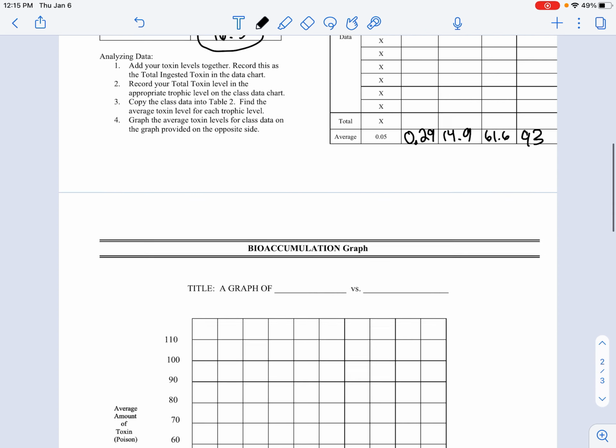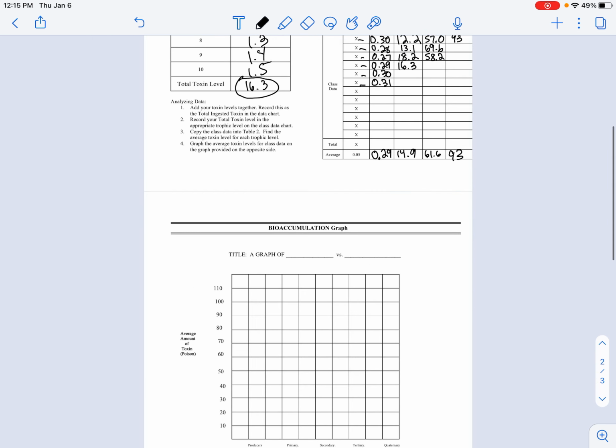So if you look at the next page down below, or for you guys, turn it over, there is a little graph that you guys can create, okay? In this case, we are comparing. So when we are comparing, do you guys remember, was it a line graph or a bar graph? Bar graph, yeah. Whenever you're comparing, it's always going to be a bar graph.